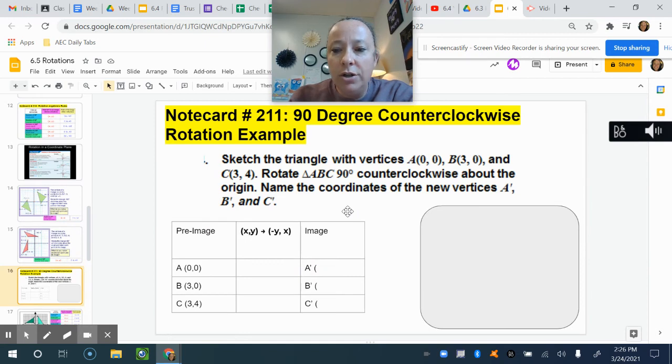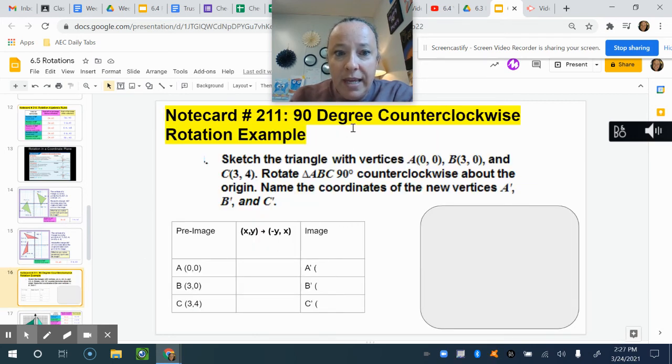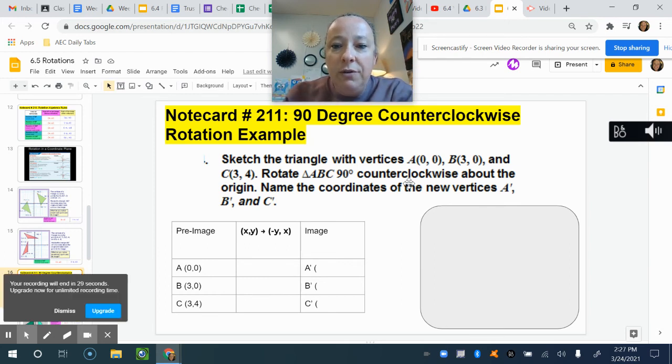All right, note card 211. We're going to do a 90-degree counterclockwise rotation. Here's the rule. Guys, I got that right here. 90-degree counterclockwise goes to (negative y, x). So I pulled that right here and put it here for you. It says sketch the triangle with vertices (0, 0), (3, 0), (3, 4) and rotate it 90 degrees counterclockwise about the origin. That's what we're going to be doing in Math 2. Name the coordinates of the new vertices A prime, B prime, and C prime. So write this down, set up this table, and you're going to plot this as well.